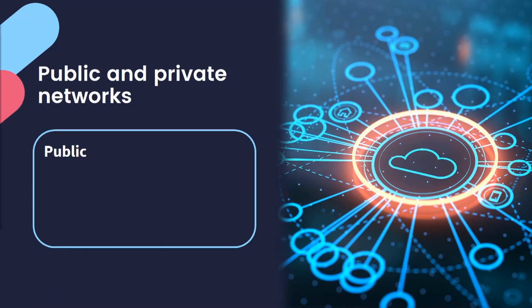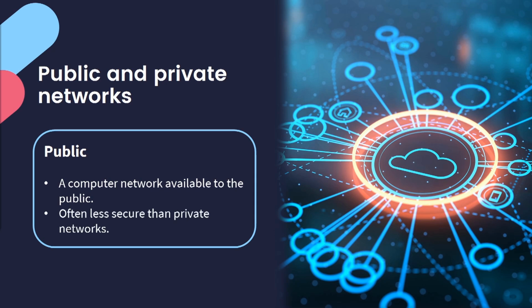Now, apart from LANs and WANs, a network can also be public or private. In a public network, a computer or device is available to the public over a network. Again, a typical example here could be something like the internet. Now, the issue with a public network is that it is often much less secure than a private network, but also cheaper to implement.